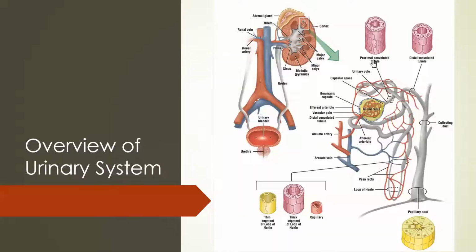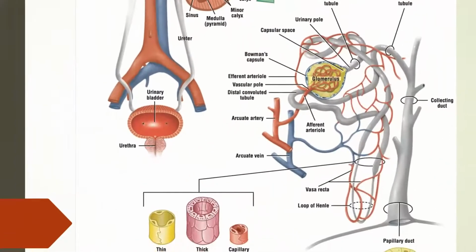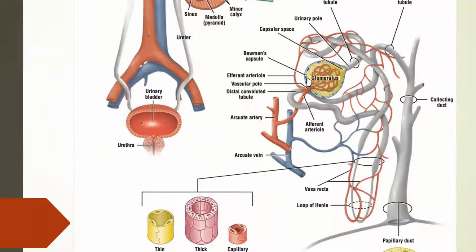And in this picture, you can see the structure of the nephron. The nephron is made up of the glomerulus and the Bowman's capsule in the beginning. Glomerulus and Bowman's capsule together are called the renal corpuscle. Then we have the proximal convoluted tubule. Then we have the loop of Henle: descending limb, loop shape, and ascending limb. And then we have the distal convoluted tubule. The distal convoluted tubule merges to the collecting duct.